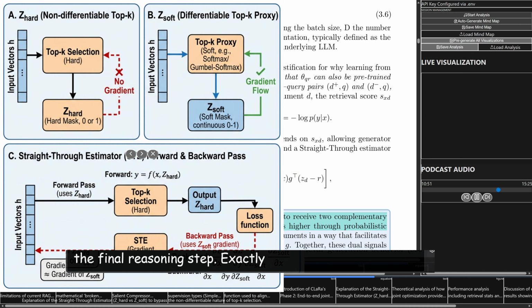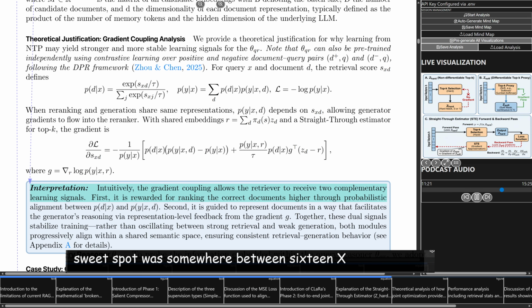Exactly. It forces the retriever and generator to align on a much deeper level. It's not just about facts, it's about creating the optimal semantic space for producing the final complete answer. That deep mathematical alignment is what gives CLaRa its power. And the practical results of all this, they're pretty stunning, aren't they? CLaRa manages to get superior performance to raw text baselines while at the same time drastically cutting the context length. Oh yeah, they found the sweet spot was somewhere between 16x and 32x compression.